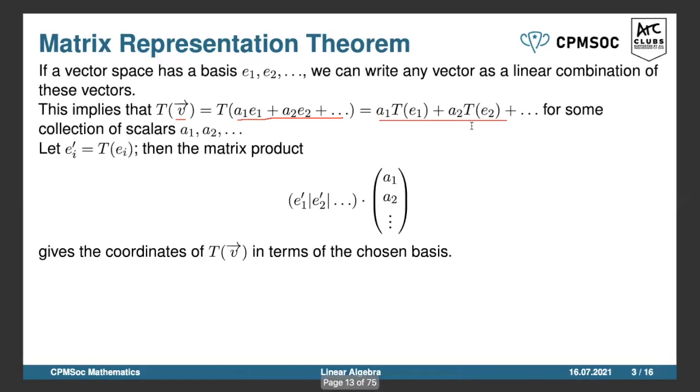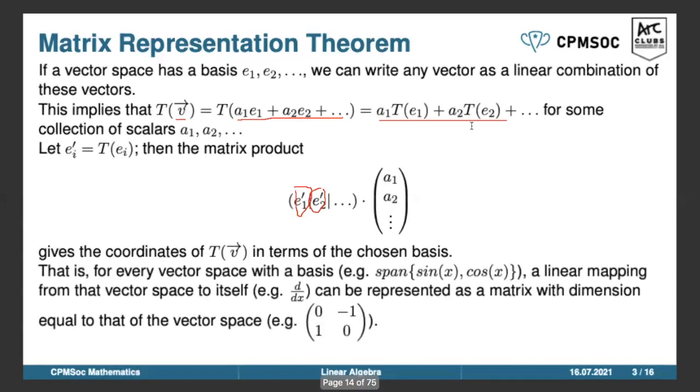We then let the column A_i be equal to the transformation of e_i. Then this matrix product, so all of these are individual columns, and we multiply this matrix product and we get the coordinates of the transformation of v. So can we get one more line? I think that explains it.